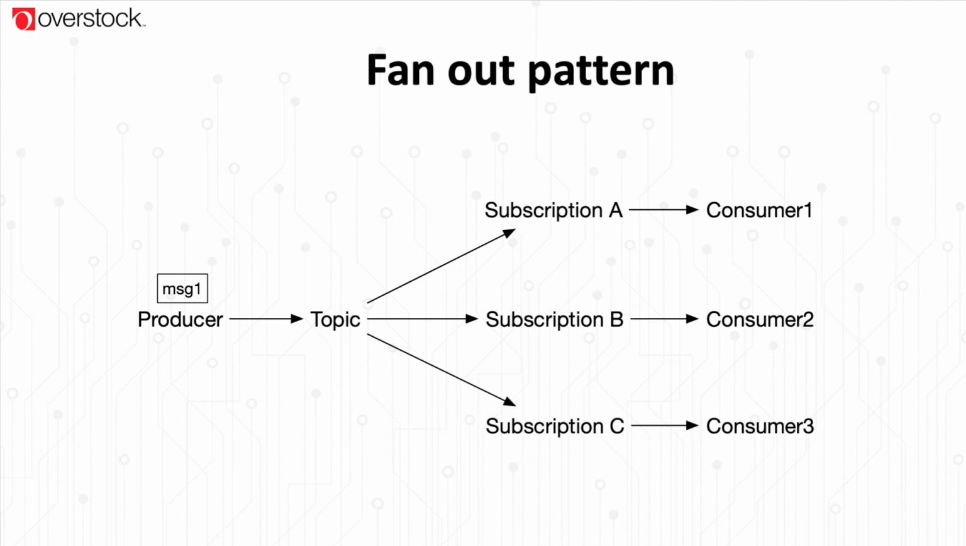With a fan-out pattern, if you want a message to be received by multiple consumers, each consumer needs its own subscription. After the message is produced, it's distributed to each subscription regardless of their subscription mode.